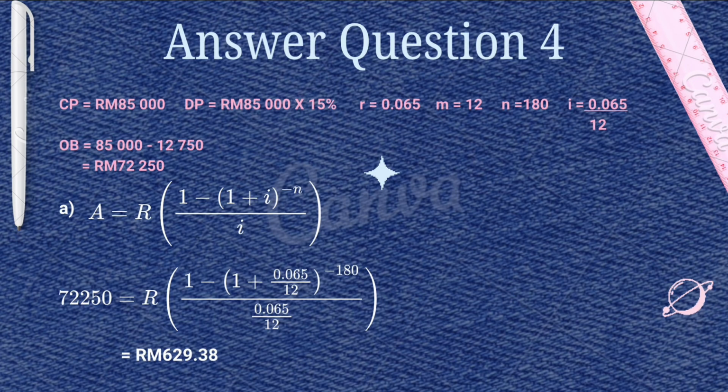The loan is repaid through 180 equal monthly payments, with an annual interest rate of 6.5% compounded monthly. To find the monthly interest rate, we divide 6.5% by 12, giving 0.065 divided by 12. To calculate the monthly payment, we use the present value of annuity formula. We obtain a monthly installment of 629 ringgit and 38 cents.